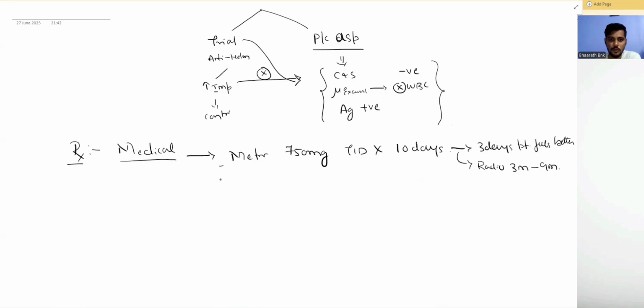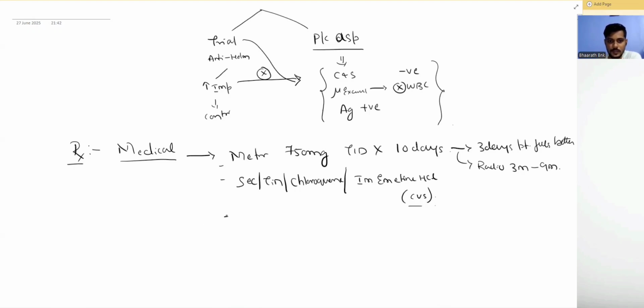Apart from metronidazole, other drugs like secnidazole can be given, tinidazole can be given, even chloroquine can be given. But chloroquine is a little less effective compared to these imidazoles. Sometimes intramuscular injections of emetine hydrochloride are given, but you should be careful about the CVS because it has cardiac side effects.